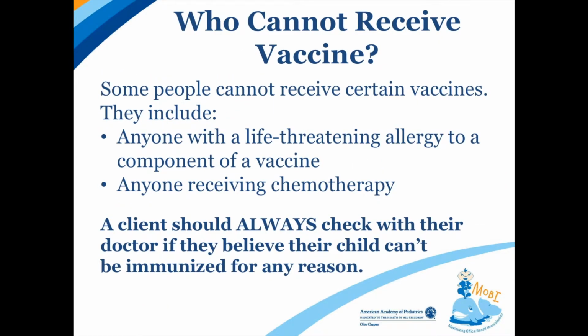And as I mentioned, not everyone can get vaccines. So some people are not able to get it, and those people would include anyone with a life-threatening allergy to a component of the vaccine, or if they're receiving chemotherapy, they can't get these live attenuated virus vaccines. Now, you always want to make sure you check with your doctor to make sure that your child is capable to get the immunization. However, that is the main reason we have children in our communities that have these allergies or that are on chemotherapy that can't get it.